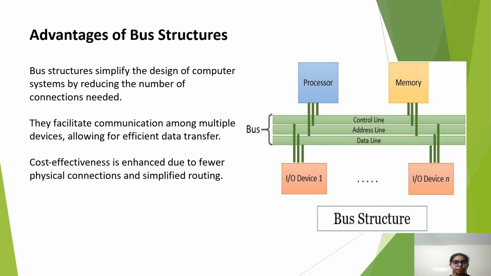And coming to the advantages of bus structures. Bus structures simplify the design of computer systems by reducing the number of connections needed. It reduces the connections that we need to a simple form. They facilitate communication among multiple devices, allowing for efficient data transfer. Cost effectiveness is enhanced due to fewer physical connections and simplified routing.